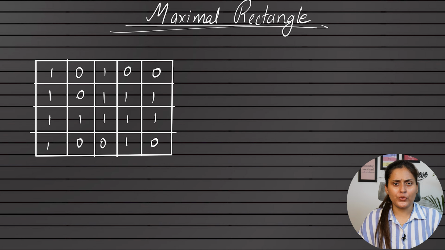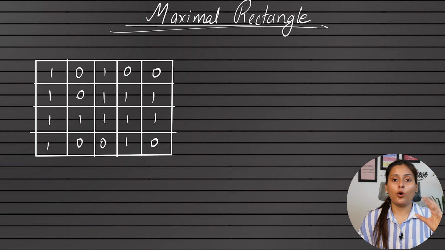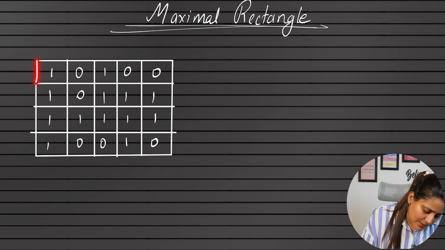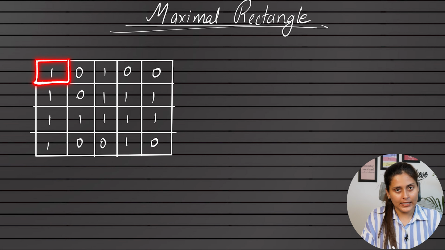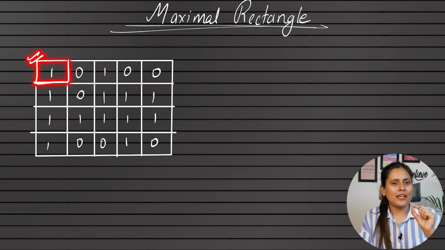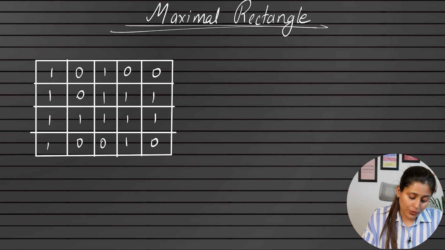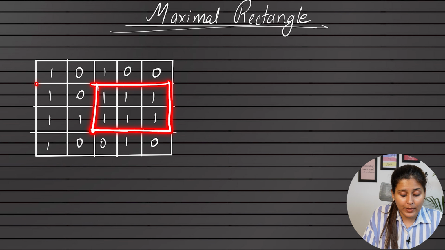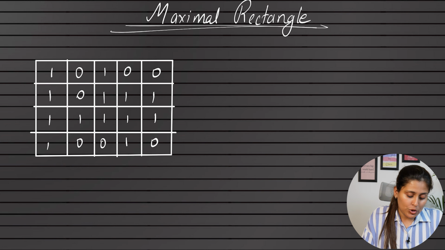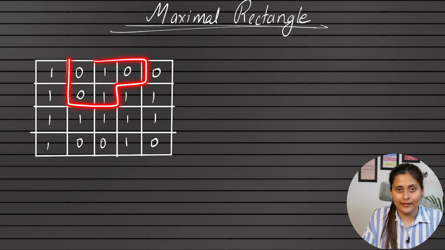But first we'll check the brute force code. How can we think of it? Suppose I have a very small matrix like this. The very base rule for any rectangle is, first, all the elements should be 1, and the second condition is that it should be a rectangle as well, correct? So we cannot draw it like this. This is not a rectangle, right?